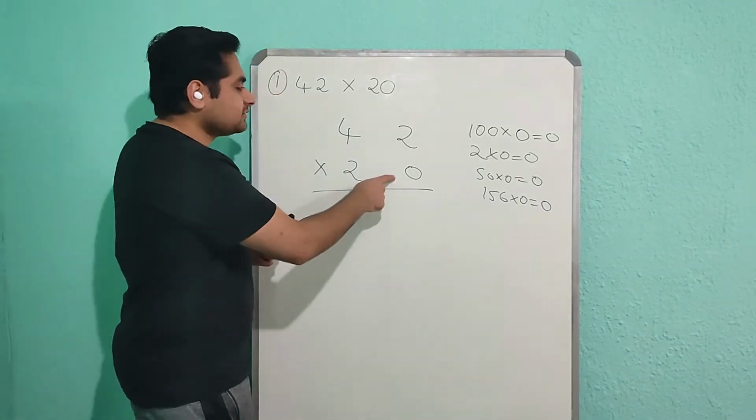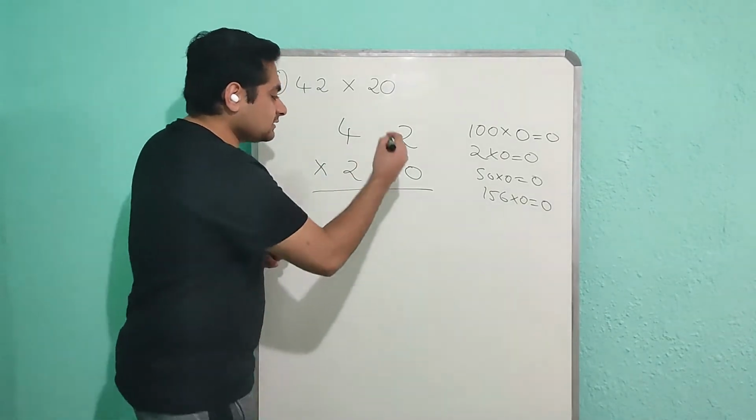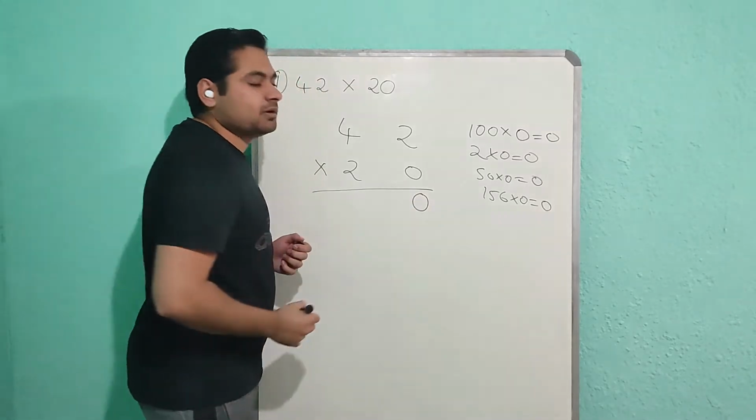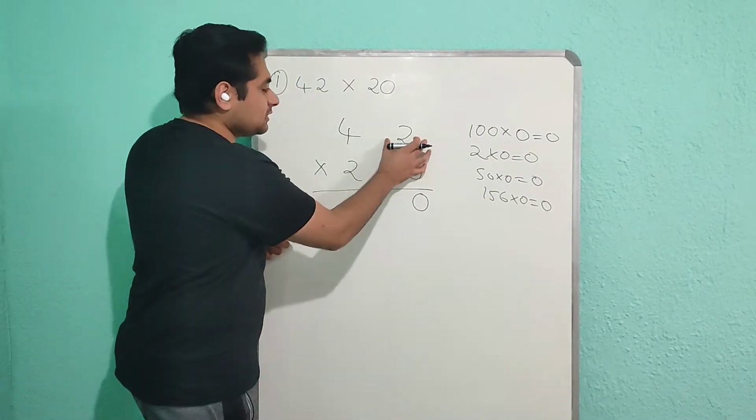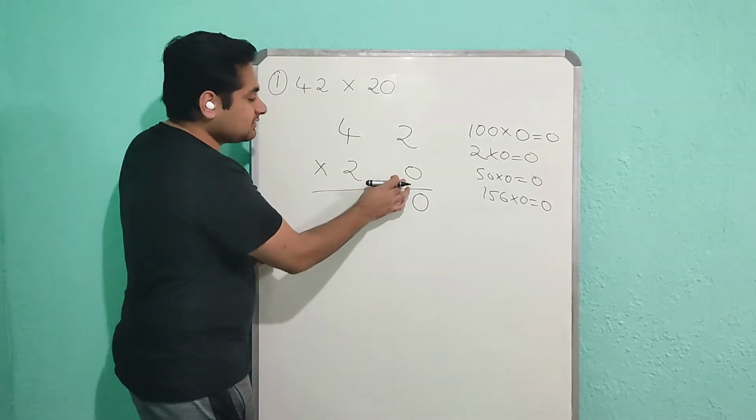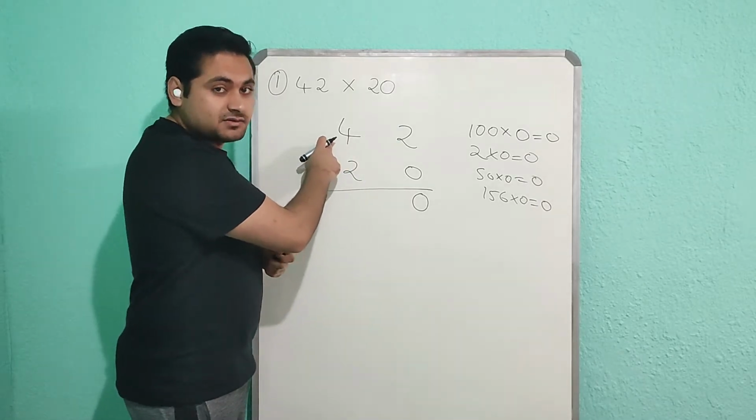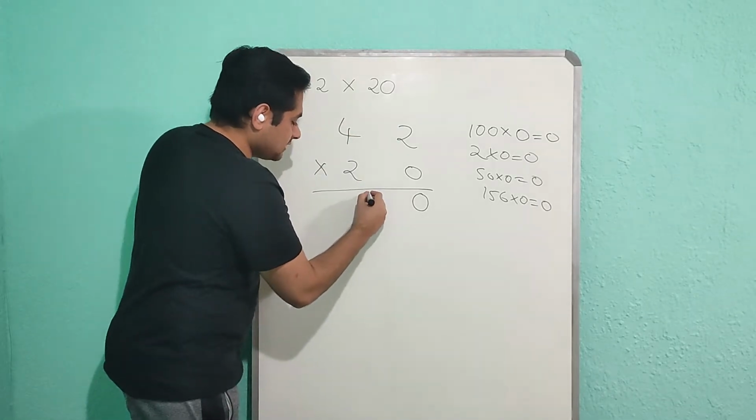Okay? So what is 0 times 2? As we discussed, 0 times 2 is 0. Correct? Now again, we finish with this one, we move on to the next one. What is 0 times 4? That's again 0, right? Because anything times 0 is 0.